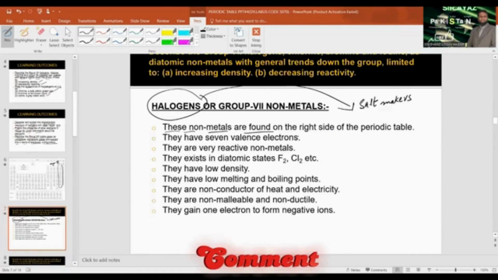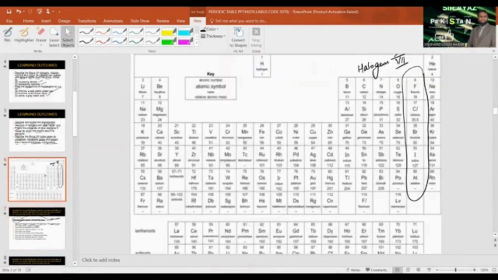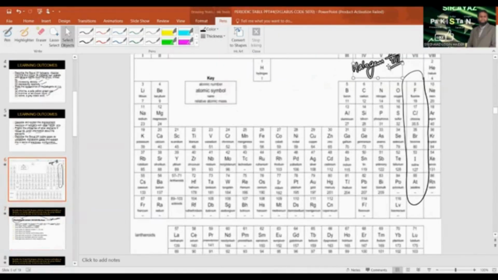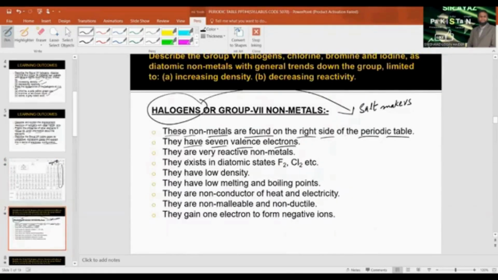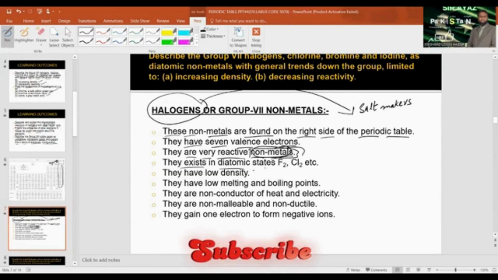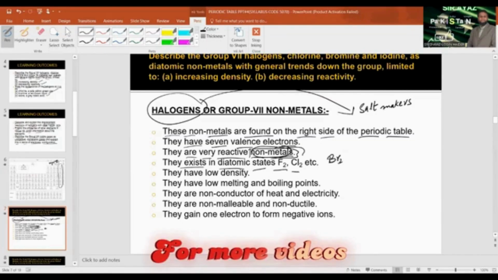These non-metals are found on the right side of the periodic table. You have seen this. They have 7 valence electrons. You see group 7. Group 7 means they have 7 valence electrons. They are very reactive non-metals. They are non-metals. They are not metals. They exist in diatomic states. For example, F2, Cl2. You can predict the formula for the molecules of other members like bromine, Br2, iodine, I2. Even you can predict the formula for astatine, At2.